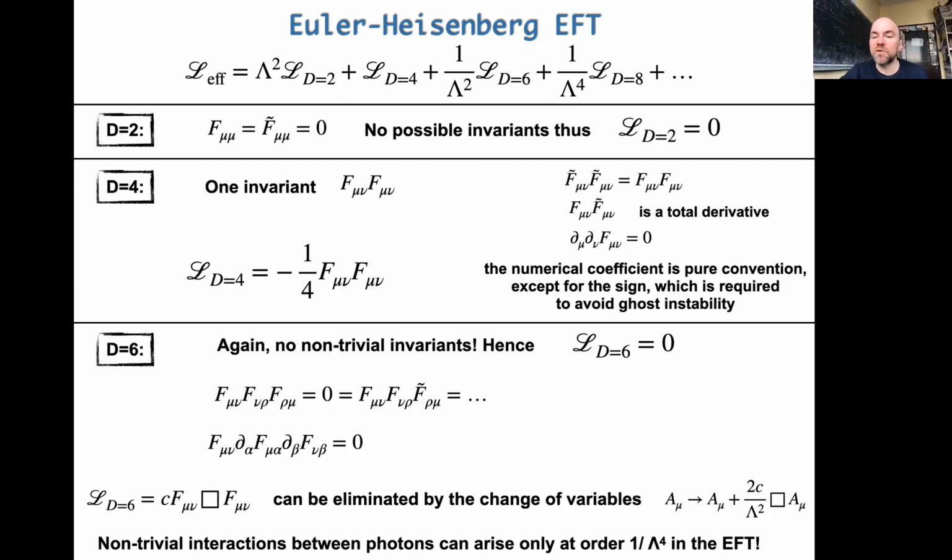And the final thing that you can try to write at dimension 4 would be derivatives of this F mu nu, but then it's again 0. So there's only one invariant. So at dimension 4, our Lagrangian has a unique form, which is F mu nu squared up to some number. That is a convention that we can choose for our convenience, and the convention in this case is 1/4.